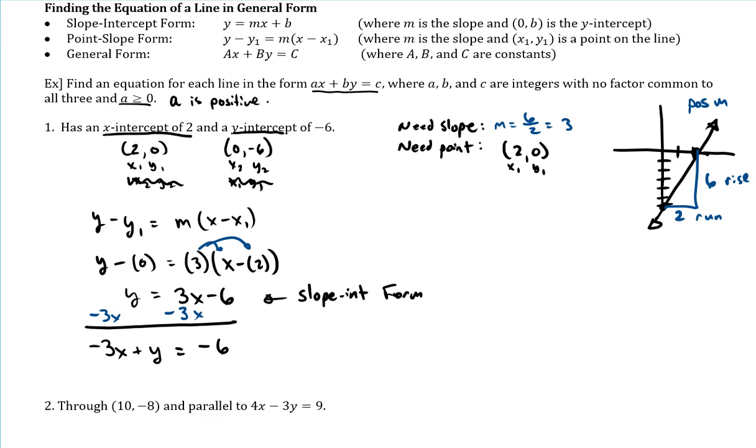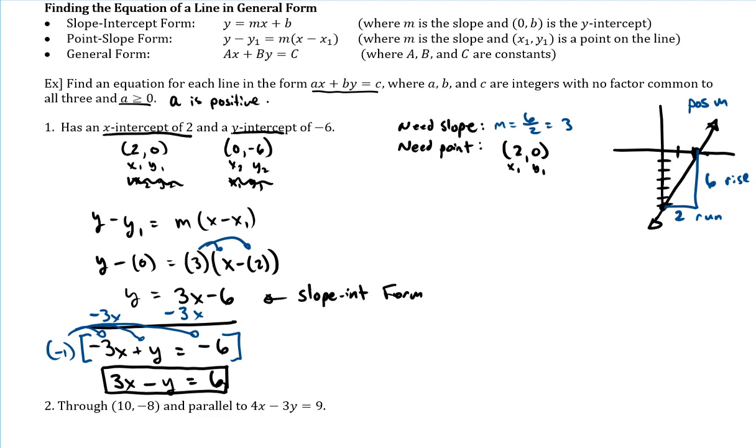Okay, so now it's in almost the general form, but they said make sure that this stays positive. So all we have to do is change all the signs by multiplying everything by -1. Because they said this needs to be positive, -3 and a -1 would make it positive. Just make sure you're doing it to all other terms. And when we do that, we would have positive 3x, negative y, so minus y, equals -6 times -1 is positive 6.